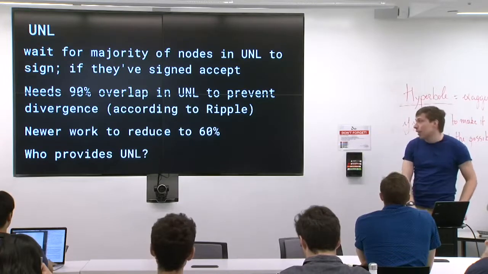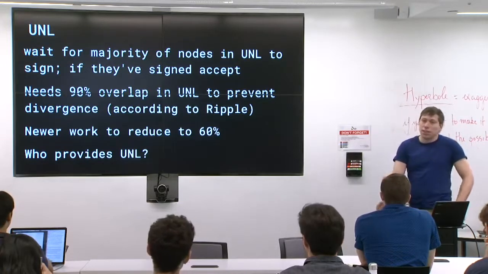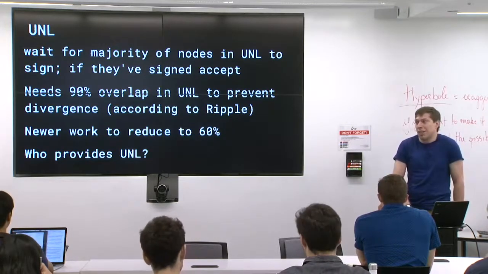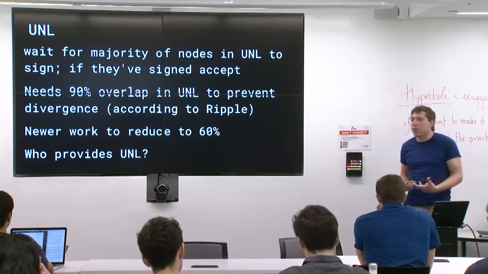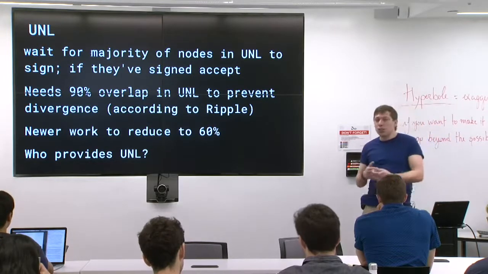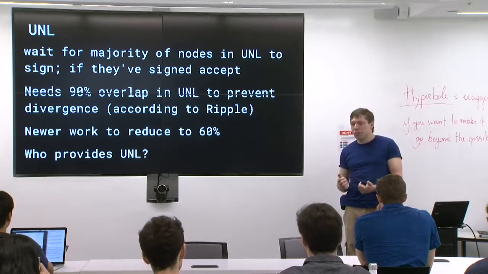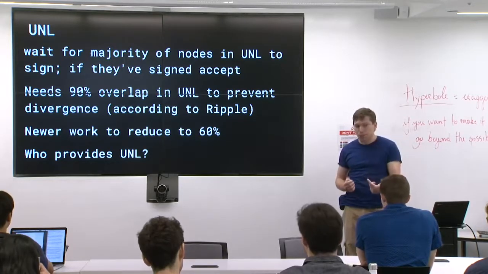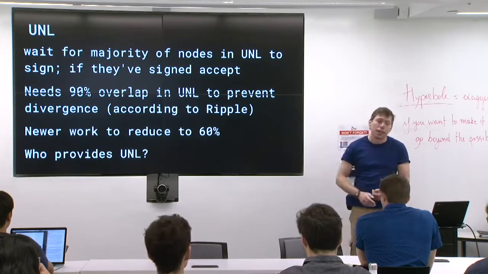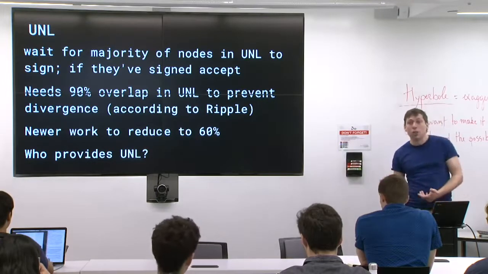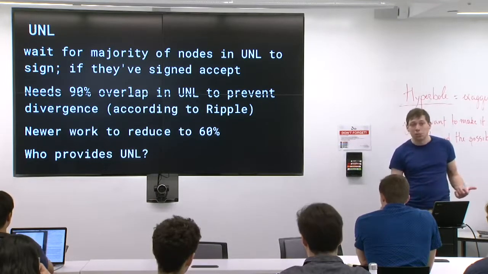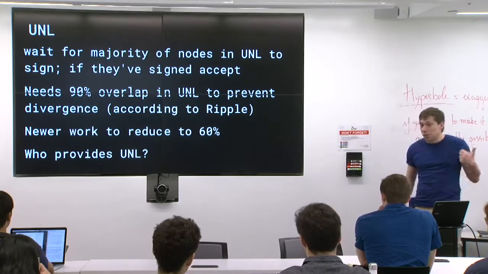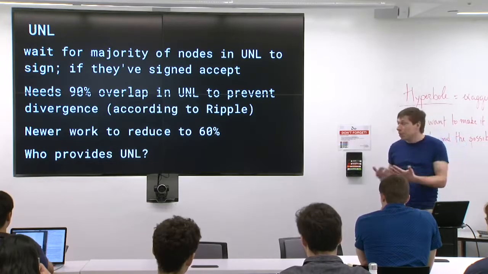And then the real question is, who provides the unique node list? That's not really a job I can do. Maybe it is, in a way. If I know you, we do some kind of web of trust thing where I ask, what's your Ripple node's pub key? Okay, cool, I know you. We meet in person, we sign each other's pub keys, we do the whole PGP kind of thing, which the Bitcoin people actually do.